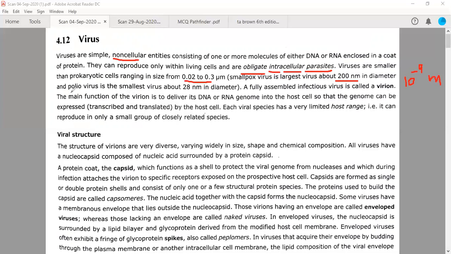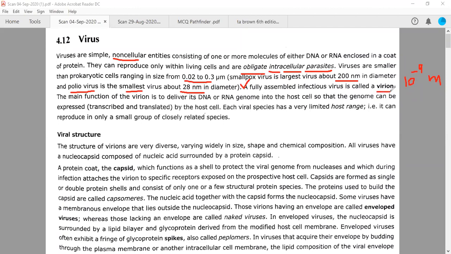Then the smallest virus is poliovirus, which is around 28 nanometers. In some books it is written as around 30 nanometers, but that is completely okay. So it is around 30 nanometers; for simplicity, it is written like this. A fully assembled infectious virus, which is present outside the cell, extracellular, is called a virion.